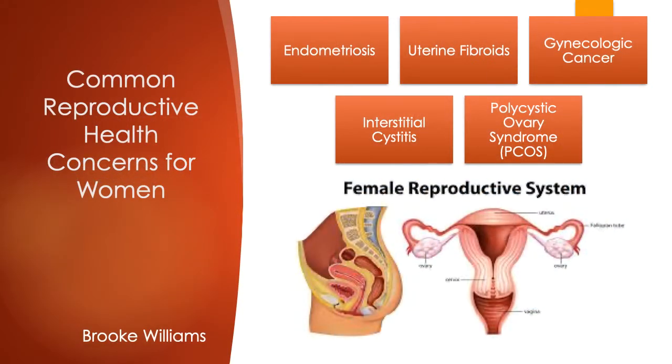This is Brooke Williams. I specifically want to talk about 5 different health concerns: 1, endometriosis; 2, uterine fibroids; 3, gynecological cancer; 4, interstitial cystitis; and 5, polycystic ovarian syndrome, also known as PCOS.